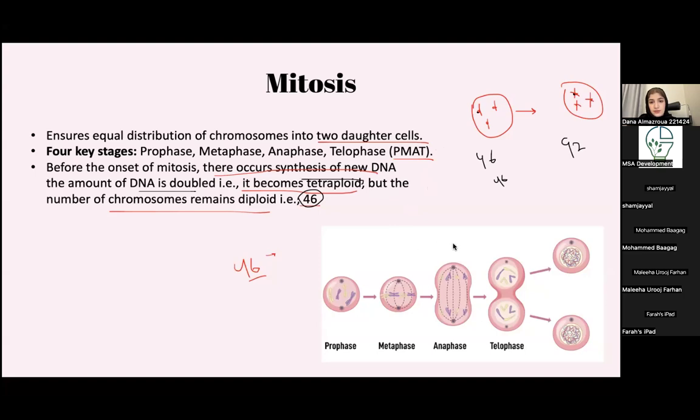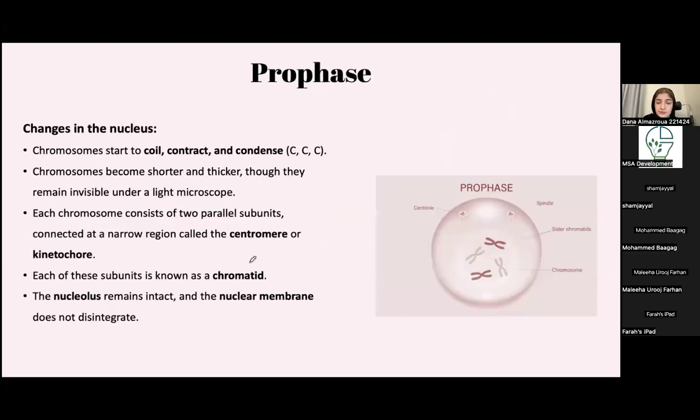Okay, perfect. Since you understood, we agreed and we count the centromeres, and this tells us how many chromosomes we have. For this reason, we have 46 chromosomes. However, the genetic material is tetraploid, meaning we have 92 because we have double the number of chromatids, not the chromosomes. Okay. Now we're going to start by talking about prophase.